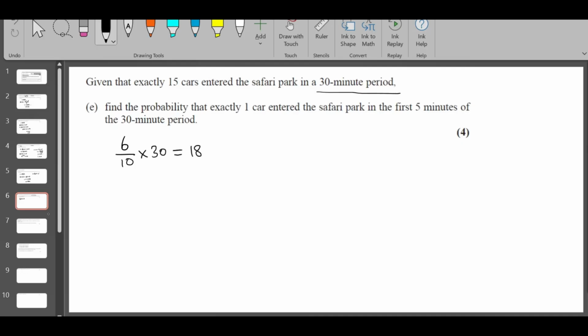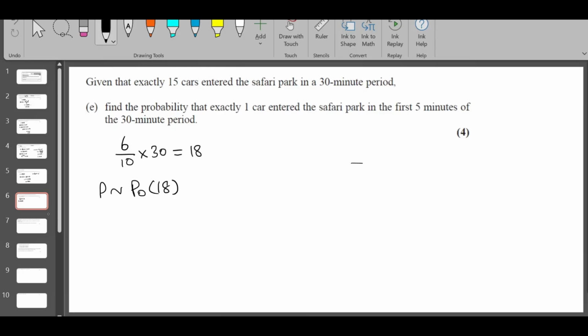Let's say we take this as a variable. P follows a Poisson distribution of 18. They say exactly 15 cars. We can find the probability, but we need to check whether we need it or not first. Let's read the question further. Find the probability that exactly one car entered the safari park in the first 5 minutes of the 30-minute period.